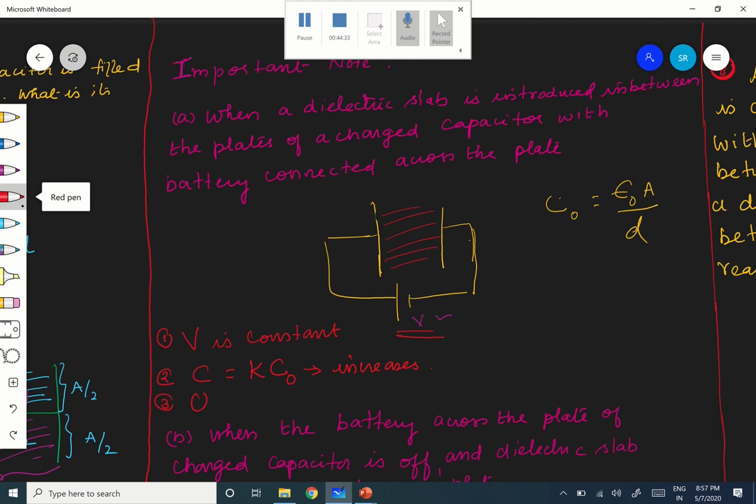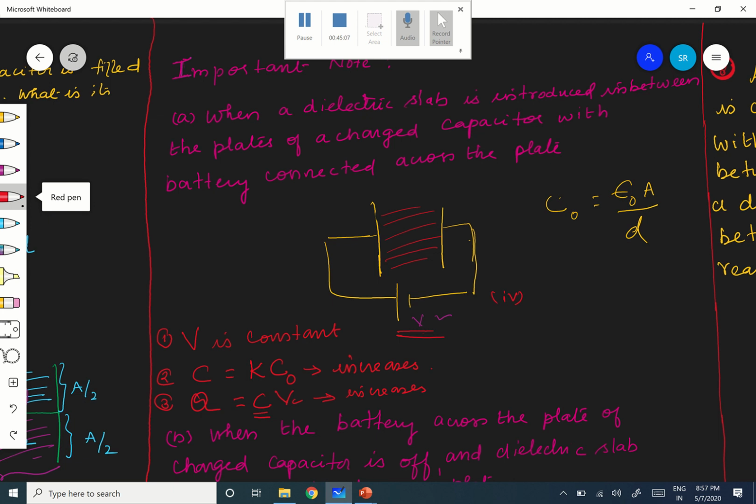Now let me go for the third one. What will happen to the charge stored in the capacitor? Charge stored is Q equal to C into V. On introducing the dielectric, C is increasing and V remains constant. Therefore, Q will also increase. Are you following? I hope you are following me.